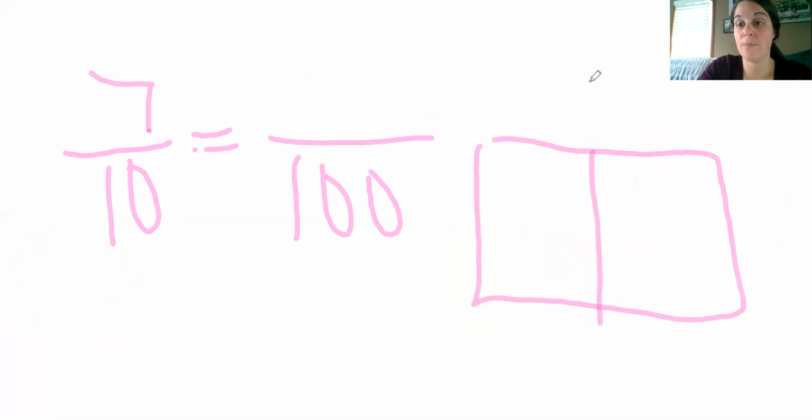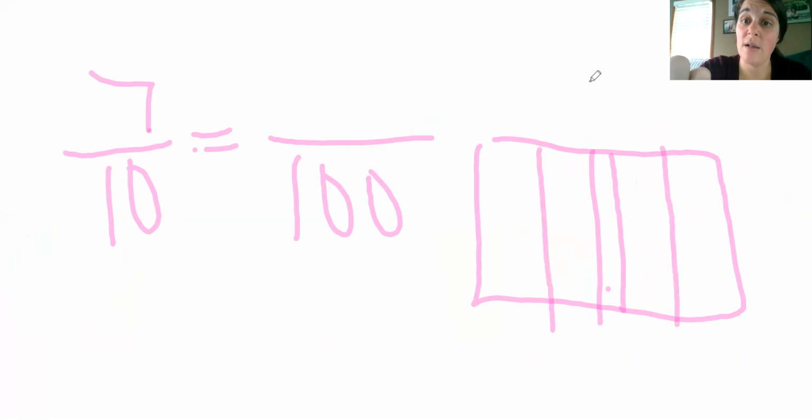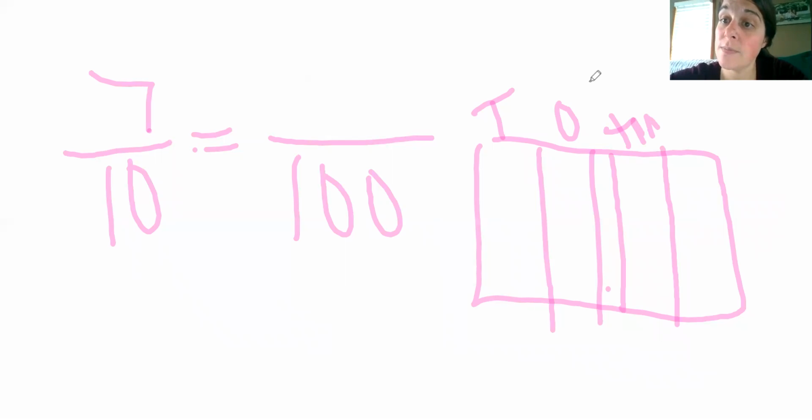What if I do 7/10? How can I express 7/10 as hundredths? Okay, again, place value chart, if you want to use that strategy, or if you know your multiplication, do that. I'm going to show you both. Tens, ones, tenths, hundredths. Okay, and I'm just going to put my information right into it.